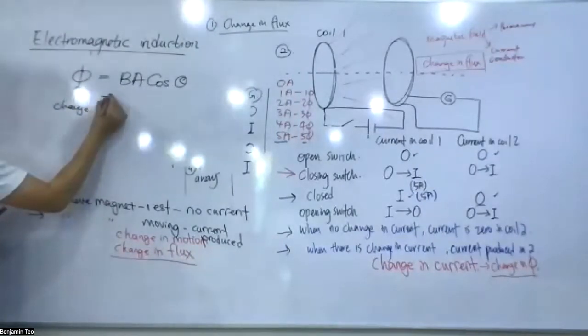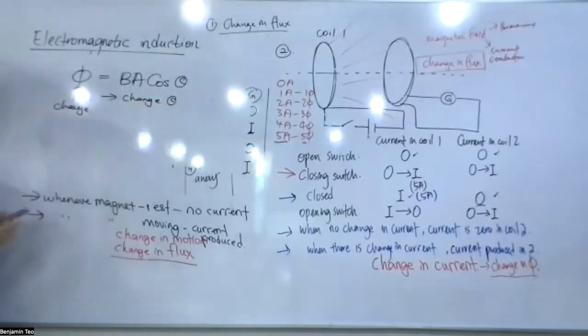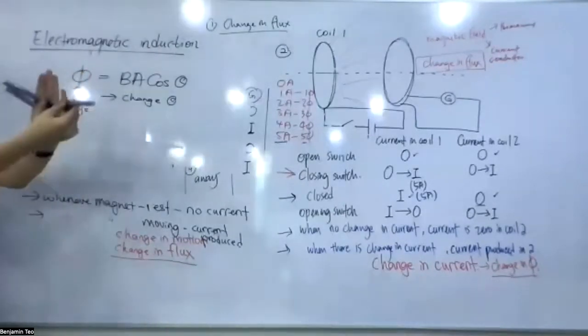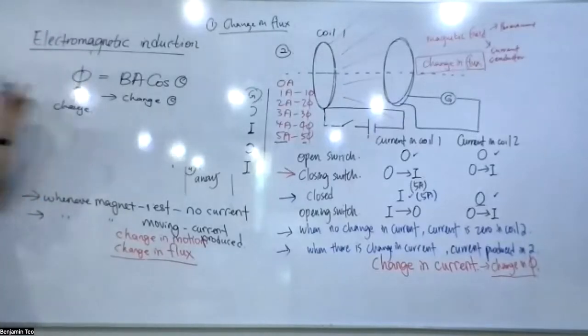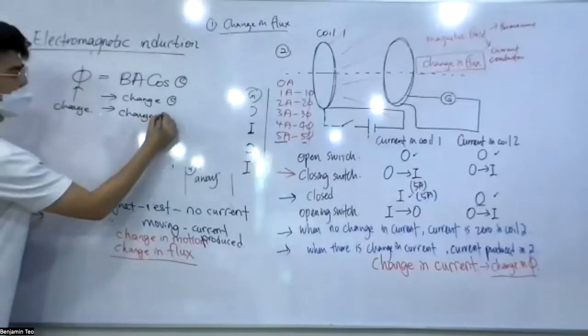BA cos theta. First one, change theta. By changing theta, you change flux. That's it. By moving the plate in this magnetic field, you move the plate like this, like this, you are producing a change in flux. Simply by rotating the plate in the field, there's induced current. Change in angle. Number 2, change in area.